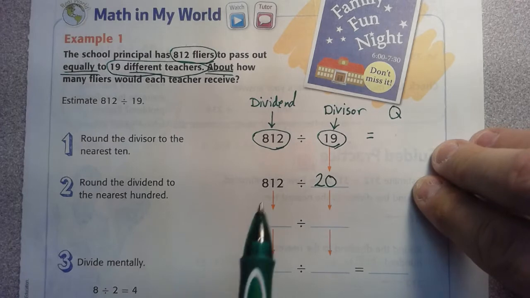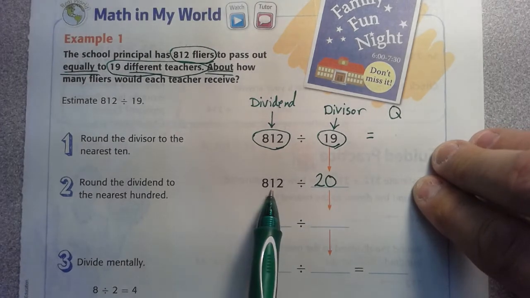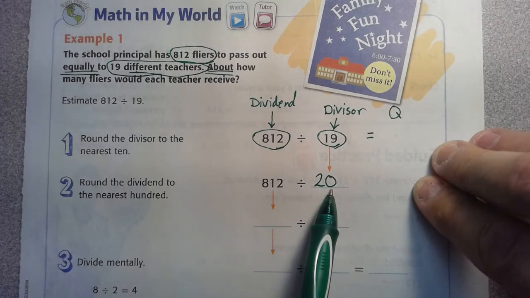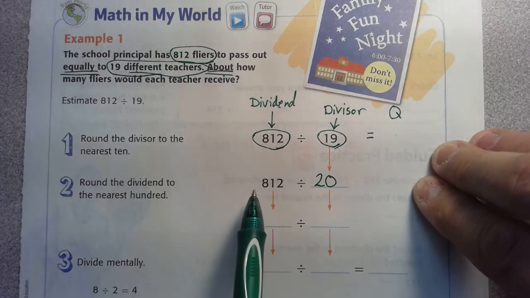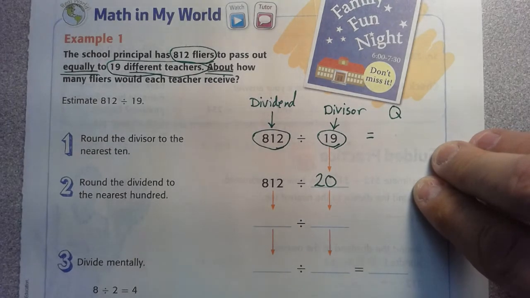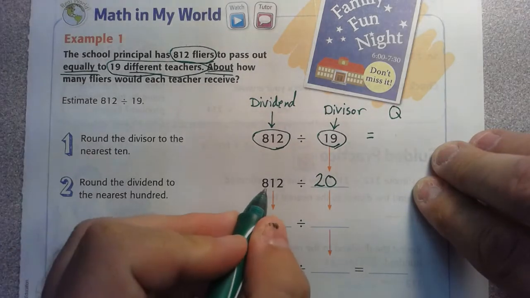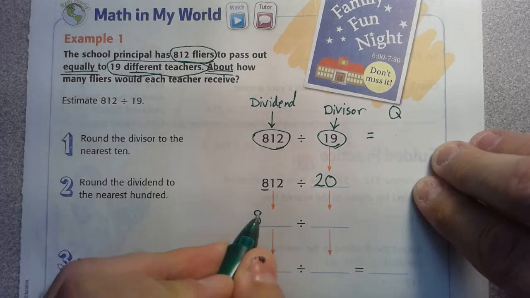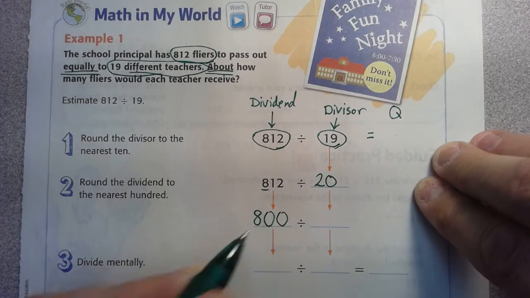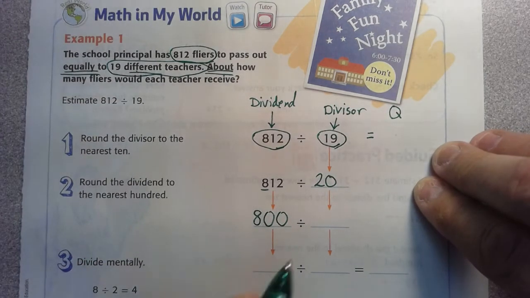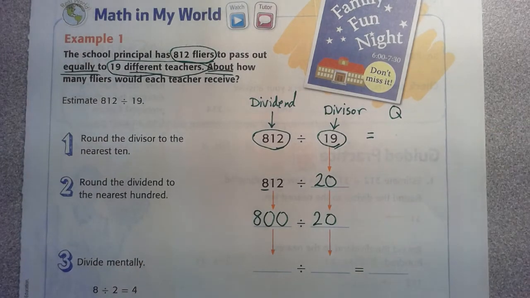And then I want to look at this and say, okay, does 20 go into 812? Is that easy to do in your head? No. So we're going to round this also. What are we going to round 812 to? Yeah, see, I want to keep the 8. And as I said earlier, I'm going to keep as many zeros as I can. So I'm going to have 2 zeros there. So now our main problem is 800 divided by 20.